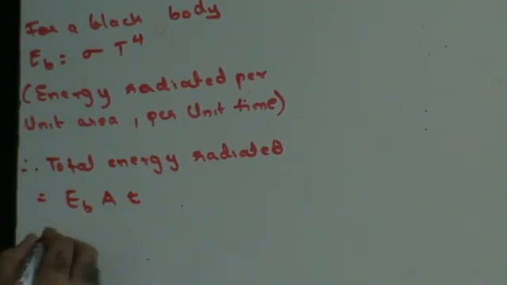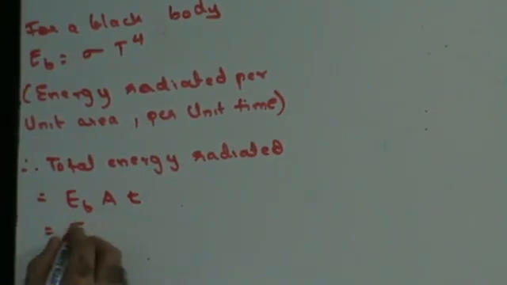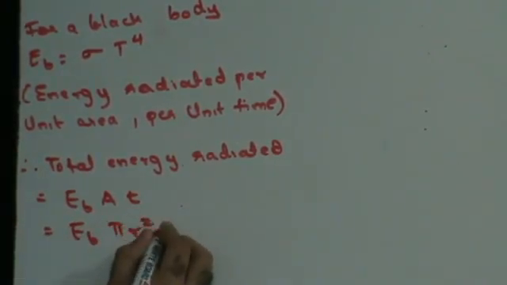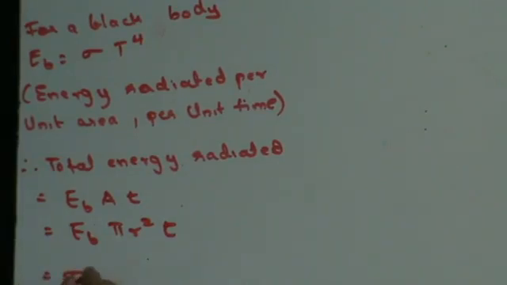Now, since the body is in the form of a sphere, the surface area of the sphere will be pi r square. You have to only consider one face of the sphere. So this is going to be Eb pi r square t. Fine, do we get this thing here? Now I can substitute the value of Eb. Eb is nothing but sigma T⁴. So sigma T⁴ pi r square t. So that will be the total energy radiated.